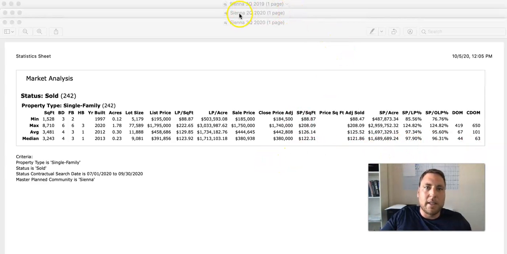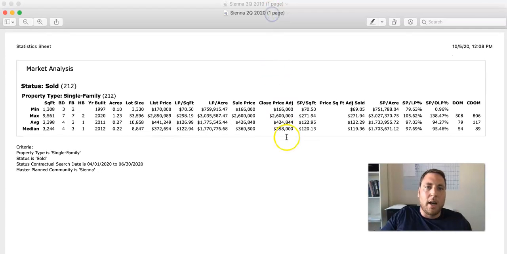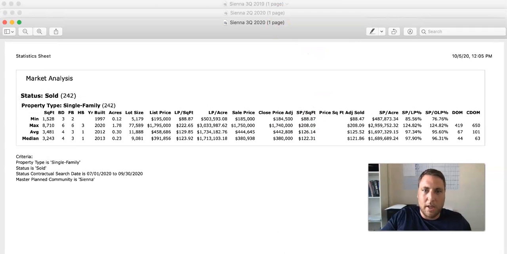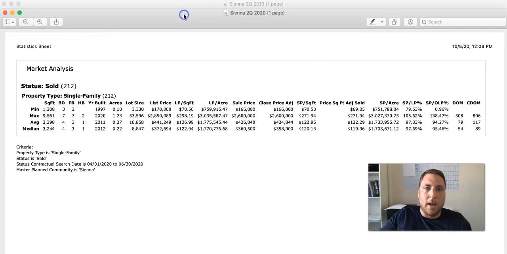last quarter, the second quarter of 2020. So the average price is down to 426. So things have increased quite a bit quarter over quarter. The selling price per square foot, $122.95. What was it before? 126. So $3.50 or so quarter over quarter. So that's a pretty big change.